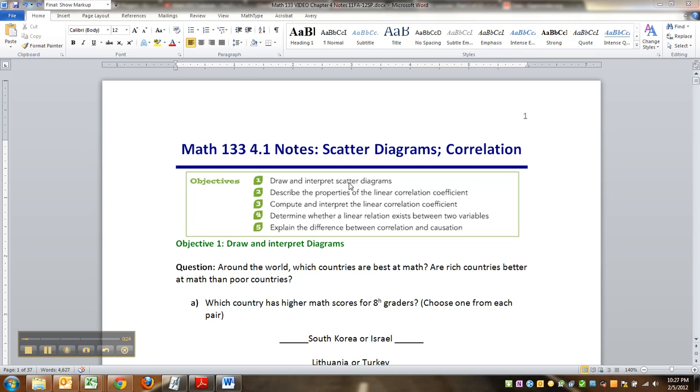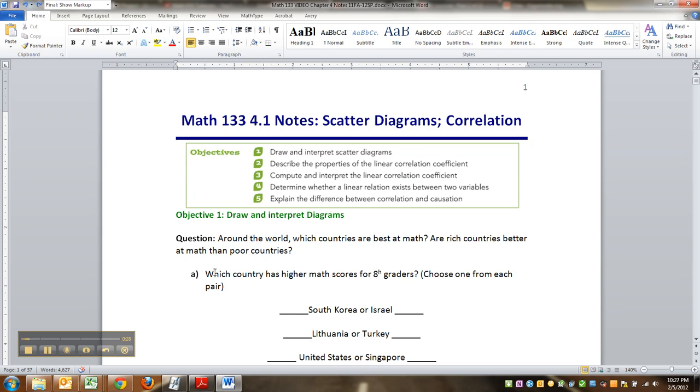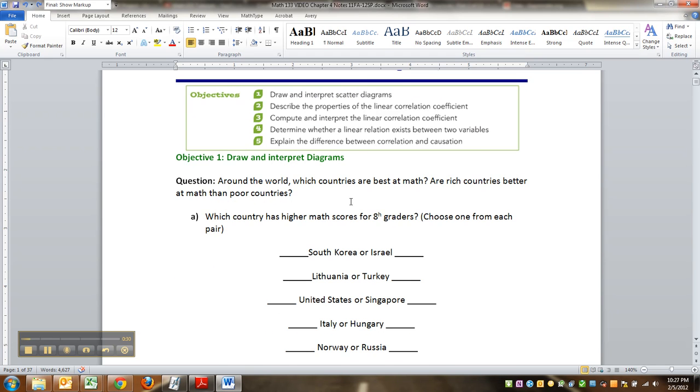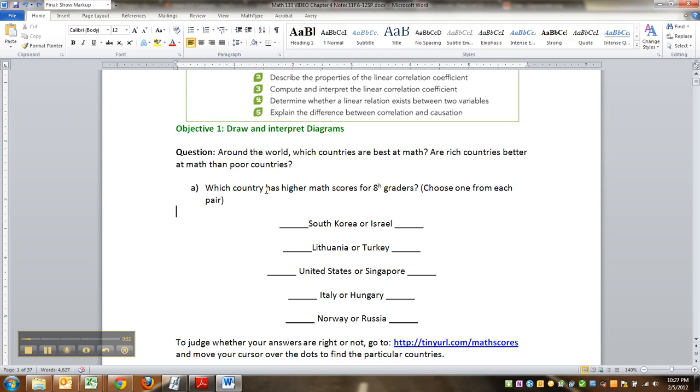In particular, we're interested in scatter diagrams. What do they look like? What do they show us? That kind of thing. So around the world, which countries are best at math? Are rich countries better at math than poor countries? These are questions that people want to know who work, well, in education, for starters.